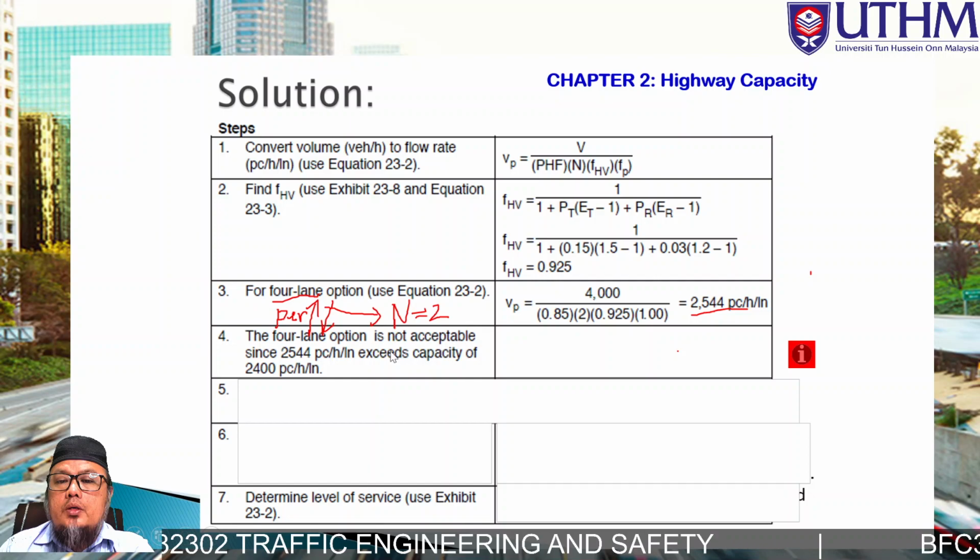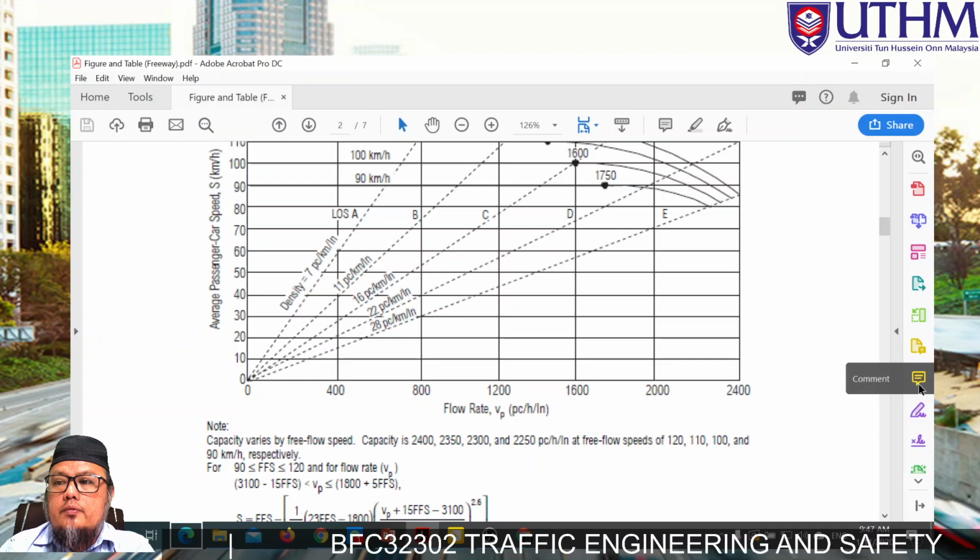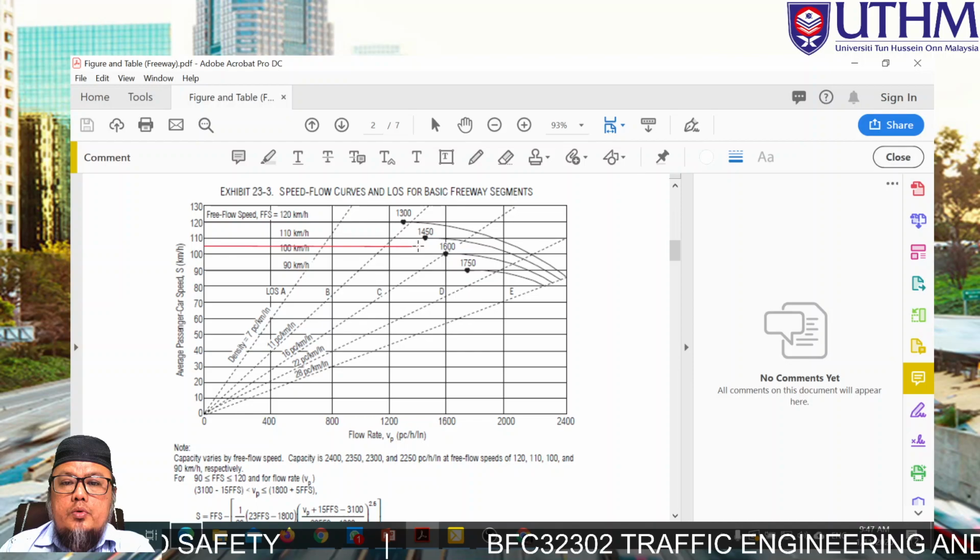You can try. First, we get the adjusted volume of 1,600, almost 1,700, and the free flow speed 107. You can still plot this one. I try to plot this one to help your understanding. Where is the line? 107 is somewhere around here. Let's put it this way, let's say this one, 107.